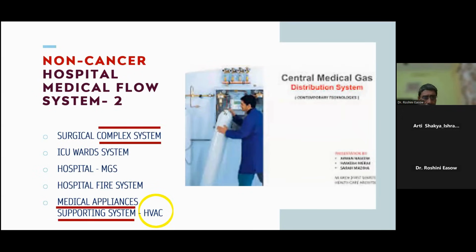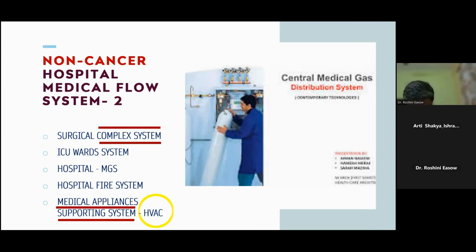Second thing, you see, the surgical complex system. I'm not saying surgical room. I'm using the word complex system, because one surgical room should have its supporting rooms. That is why it is called a surgical complex. Another is ICU wards. ICU is very specialized because there are different grades of ICU. Another is the hospital MGS, medical gas systems, through which oxygen and nitrous oxide move.